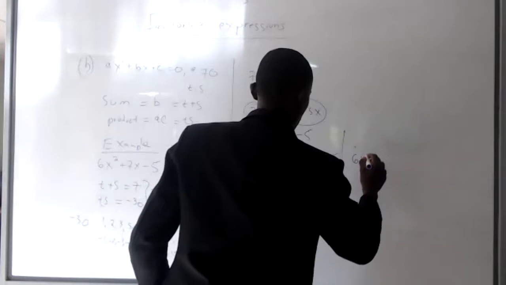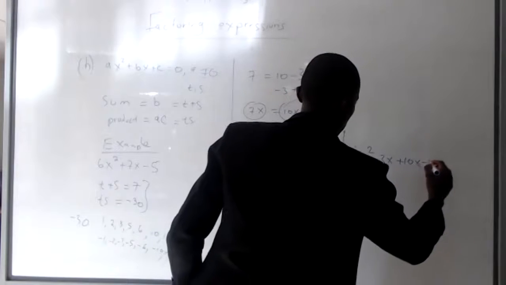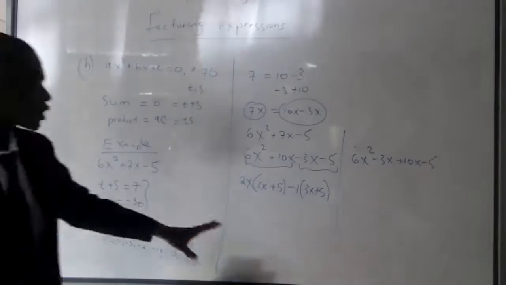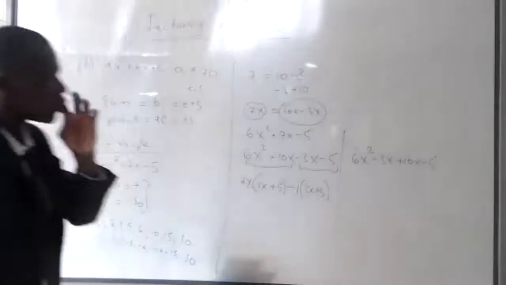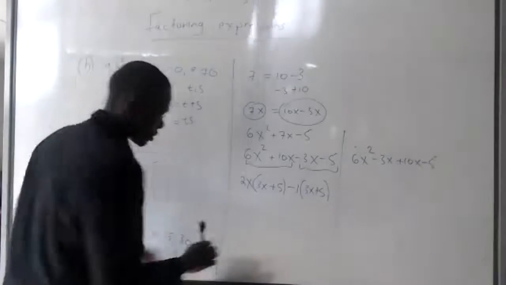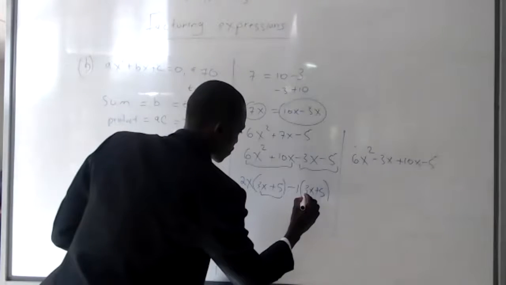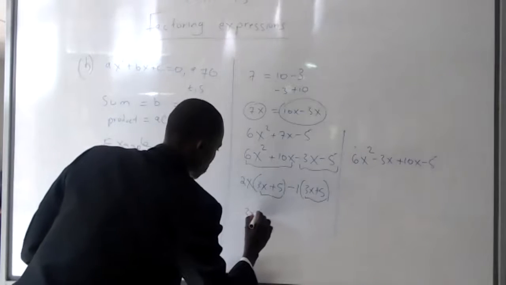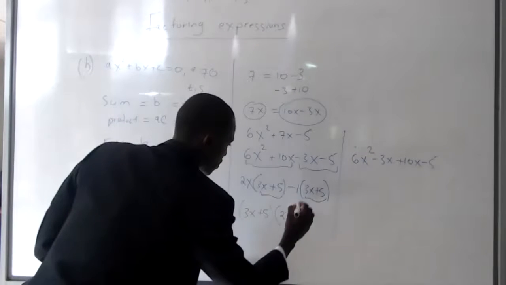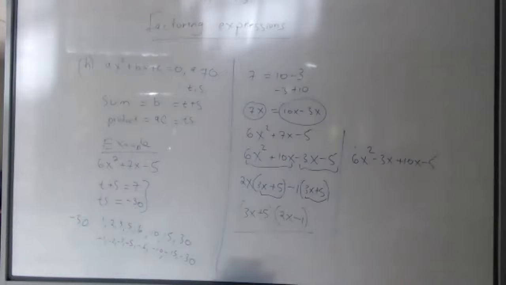So you're saying we have 6x squared minus 3x plus 10x minus 5. This will still work. We will get the same result. So let us do this, and then you will see that you get the same result. So here the common factor is 3x plus 5. Then pull out that 3x plus 5. And then here you remain with 2x. This side you remain with minus 1. So that is one way to write your factorization.